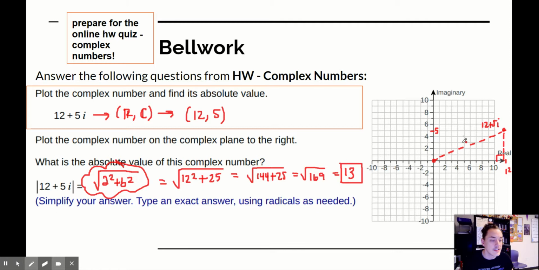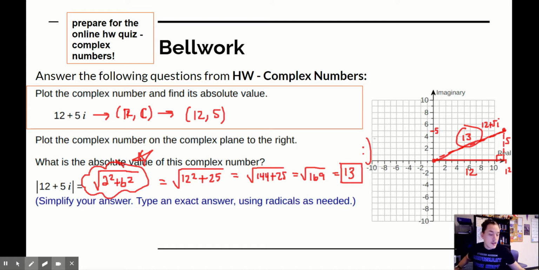So this value right here, this distance, is actually 13, whereas this distance is 12 and this distance is 5. And so what we did was really make a triangle here. You don't need to know that. My answer is just 13, and that's all you need to know. Just follow this formula right here, and then you'll get your answer. And that's it. That's everything that you need to know for bell work.